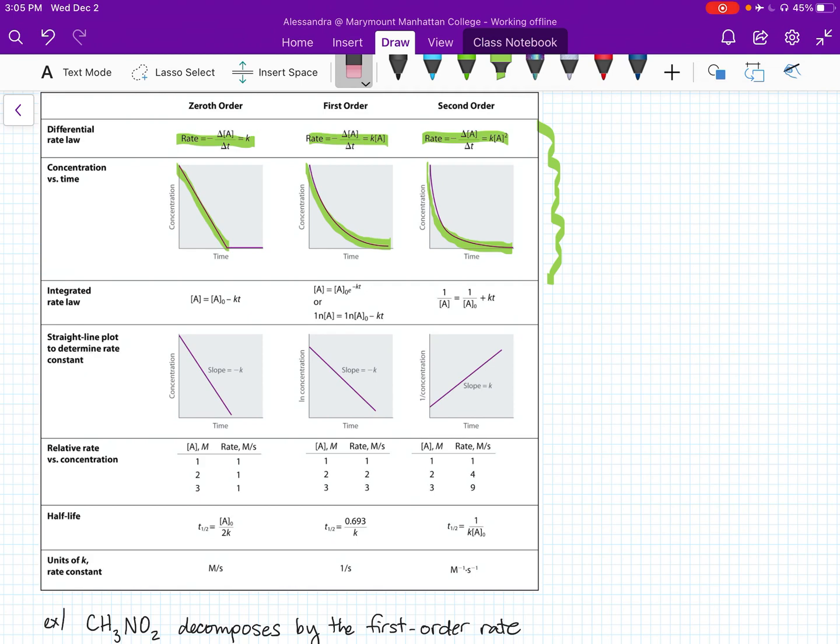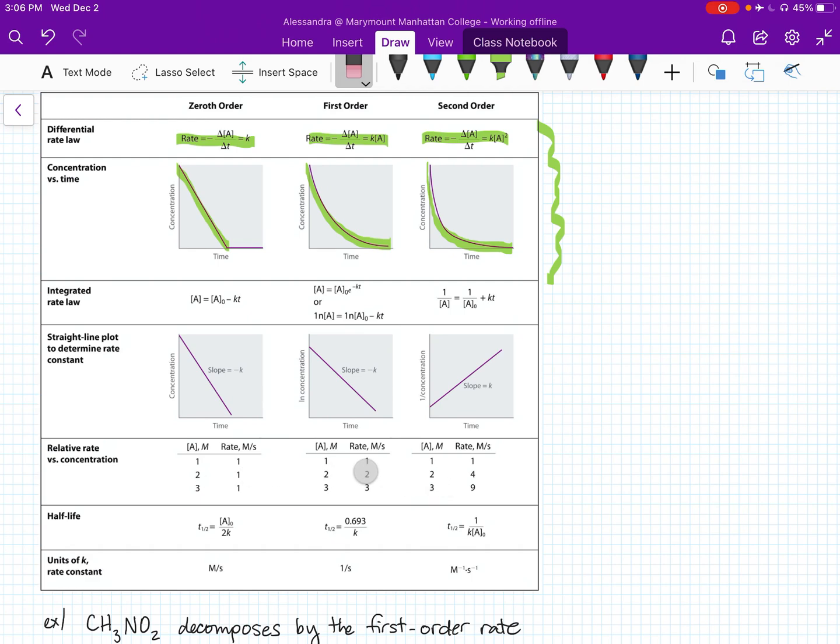So for 0th order and 1st order reactions, the slope of the straight line plot is equal to negative k, the negative rate constant. And for the integrated rate law for 2nd order reactions, you plot 1 over the concentration and the slope is equal to positive k. Right, that's useful in certain problems.